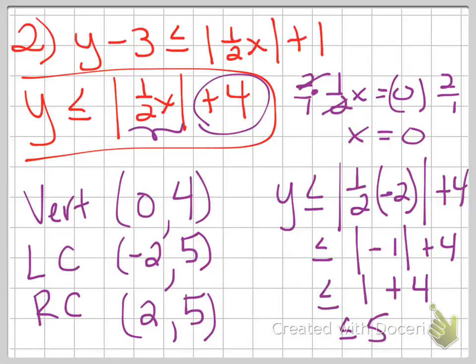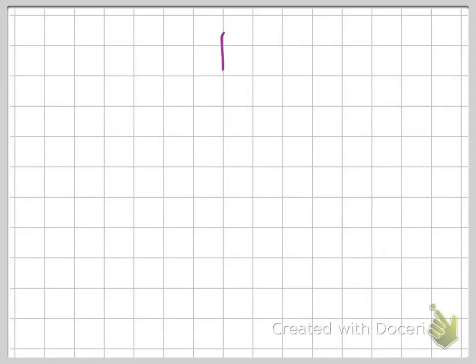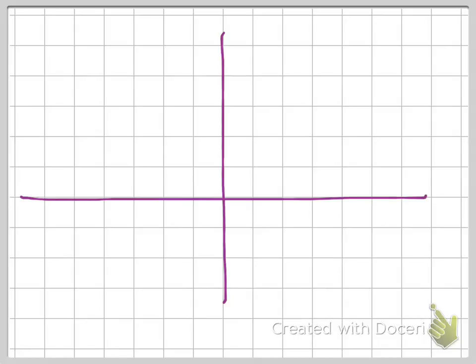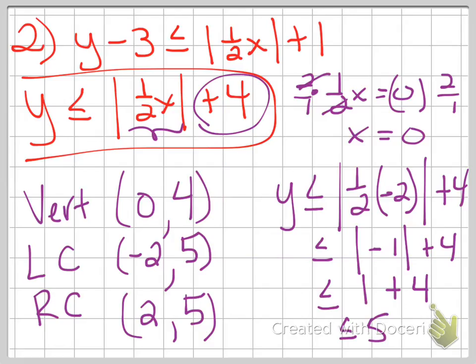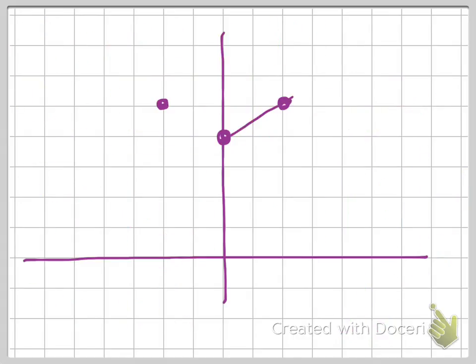So now let's go ahead and graph this. Going back to our 2.5, nothing too crazy with this. I'm going to graph my vertex at 0, 4. You know what? I'm going to actually make this a little bit lower. I'm going to graph my vertex at 0, 4. And then I have to graph at -2, 5 and then at 2, 5. Now, going back, it is less than or equal to, so I am going to have a nice straight line that is solid.